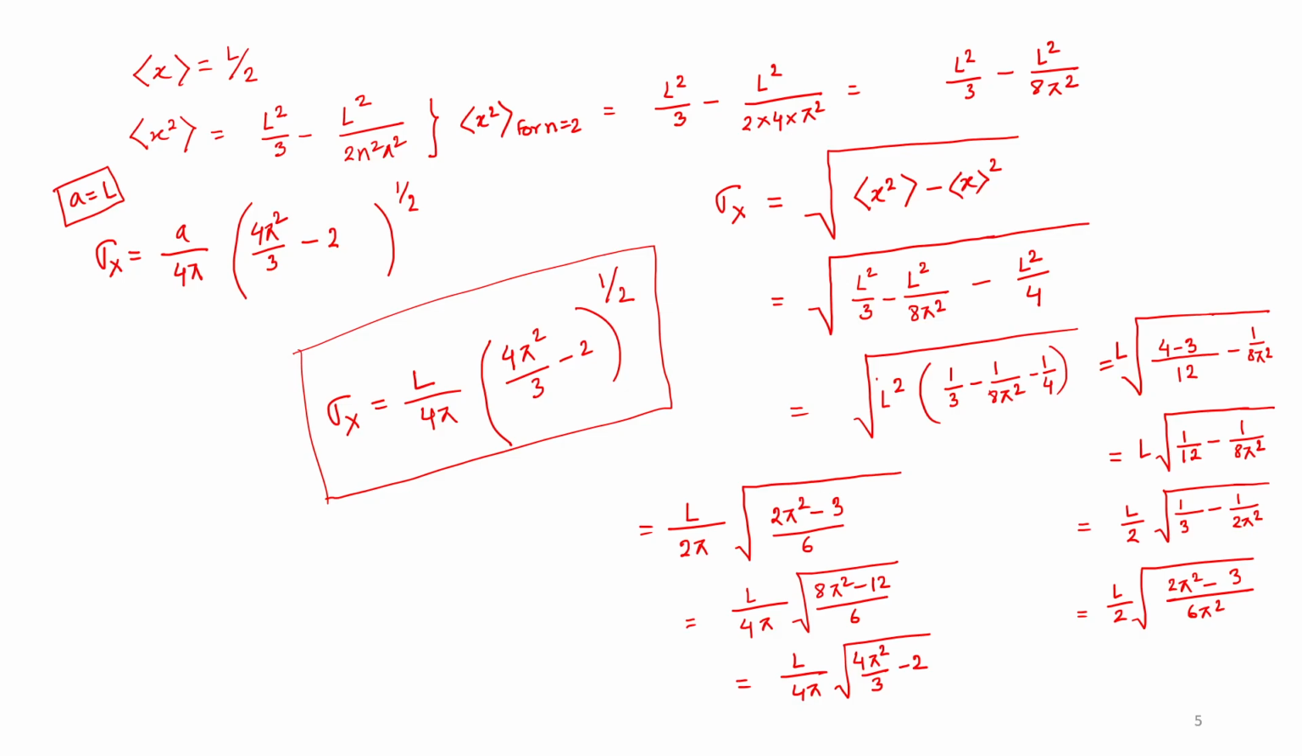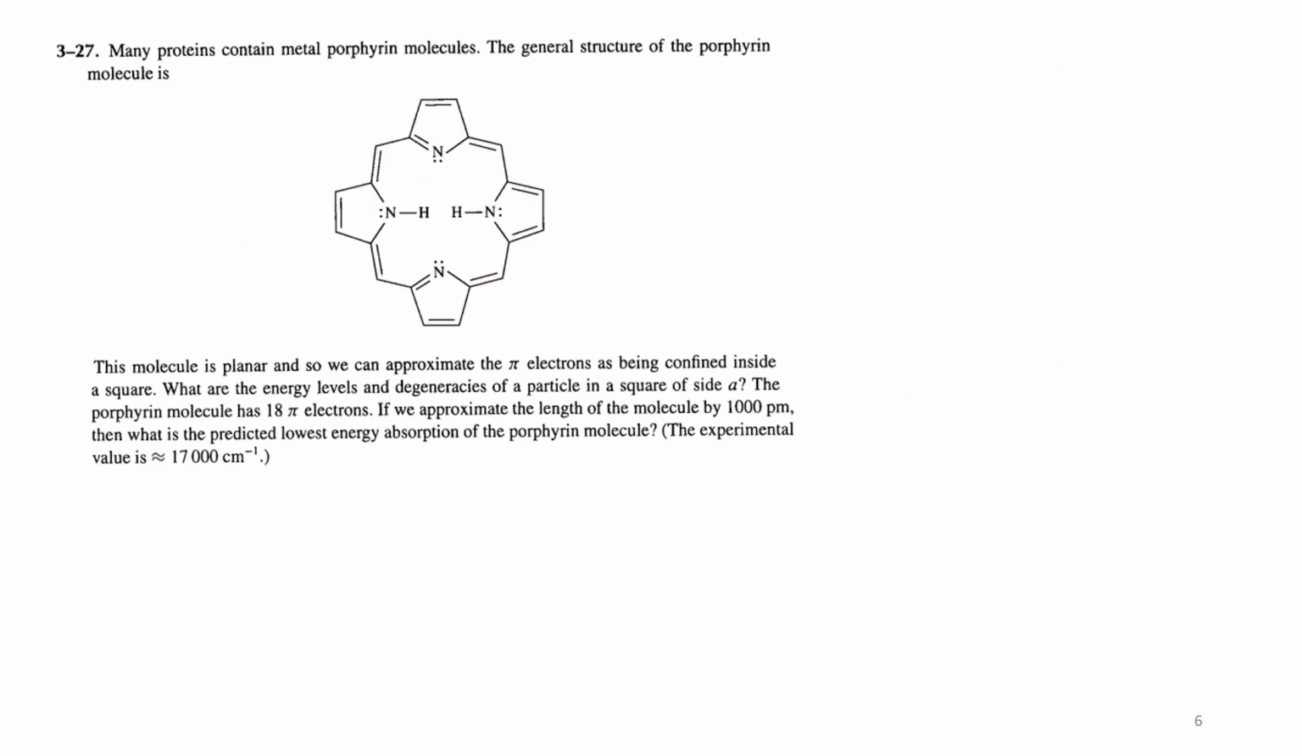right? If some question is given like this, I know in NPTEL only numerical questions will be given, but it will be important in future also, right? For any other calculation. So we'll not bother about this, and let us go to the next question, a good question, I hope. The question says, many proteins contain metal porphyrin molecules, and this is actually a common structure of the porphyrin. So the general structure of the porphyrin molecule is given.